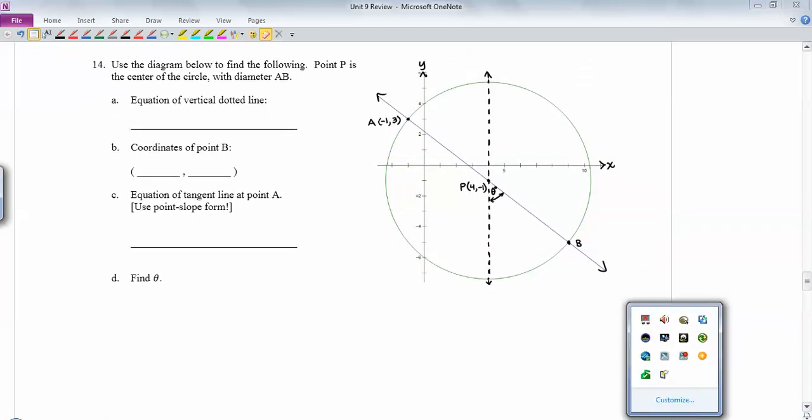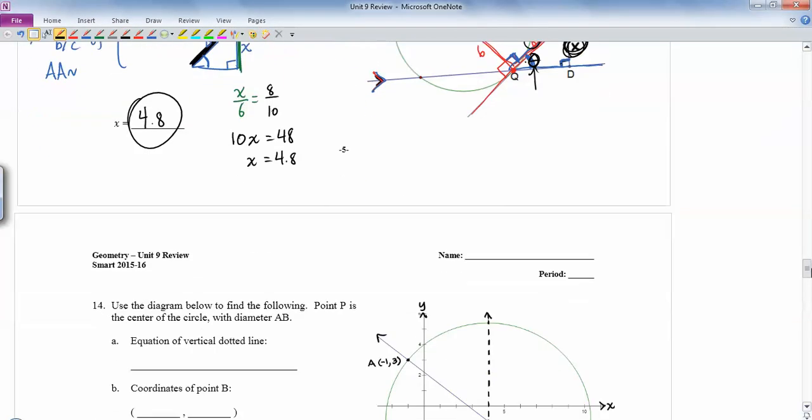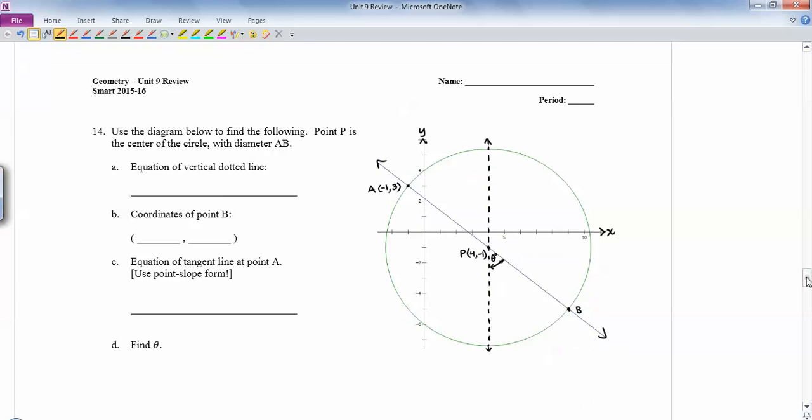Alright, so this video is on number 14 from the Unit 9 review. So let's see, there's a circle, there's this vertical line that's been graphed, and another line that's been graphed as well. And the first question, let's see, P is the center of the circle. And the first question is, what's the equation of the vertical line?